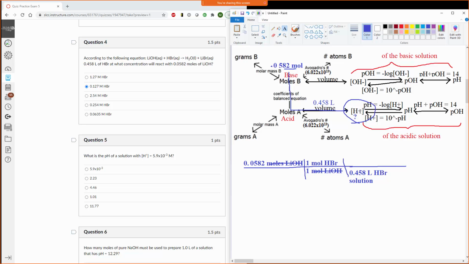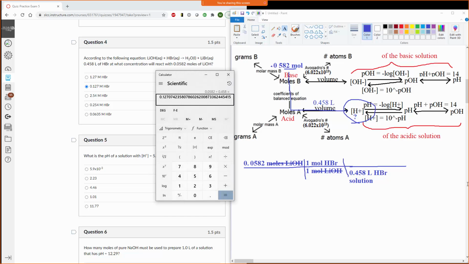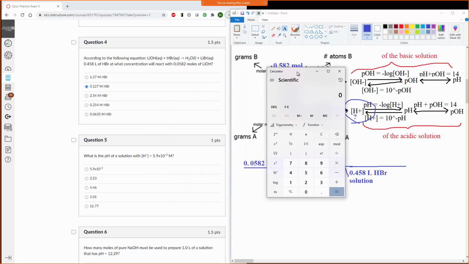Well, if I've got the H plus, my roadmap tells me how to find the pH. I'm just going to plug that in, right? Using this equation. So the pH equals the minus log of the H plus. So here we go. 5.9 times 10 to the negative 3.